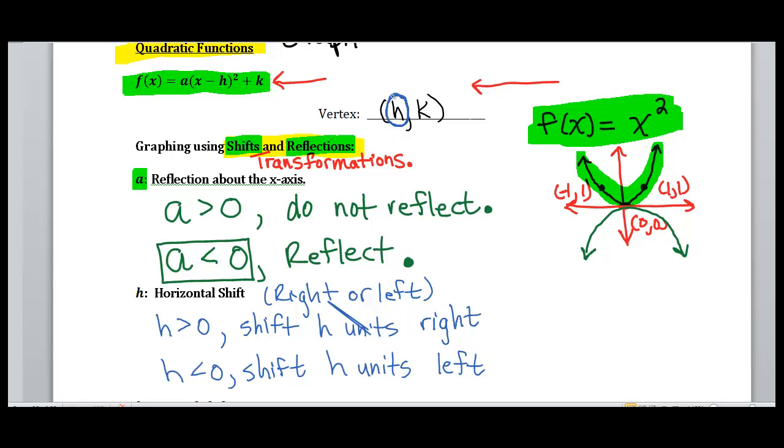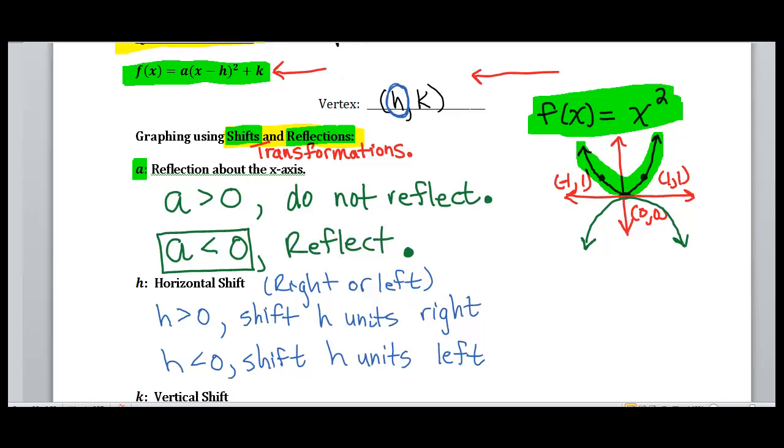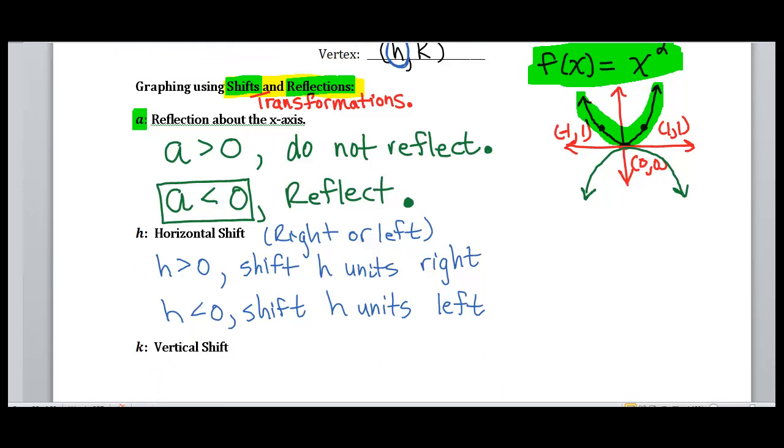For instance, if h is positive, your x value of your vertex is going to be positive, so you need to shift to the right. And if h is negative, that means of your vertex, you need to go to the left in order to get to negative x values. That's why we shift to the left and to the right in that fashion. So a tells us our reflections. h tells us our horizontal shifts, meaning go right or left. And finally, k tells us how we go up or down, and up or down means vertically. So we have our vertical shift, up or down.